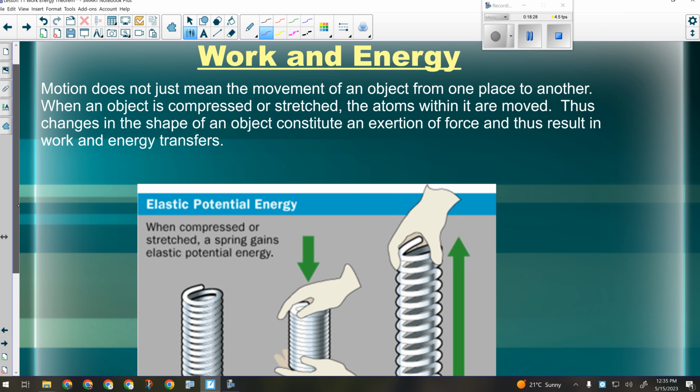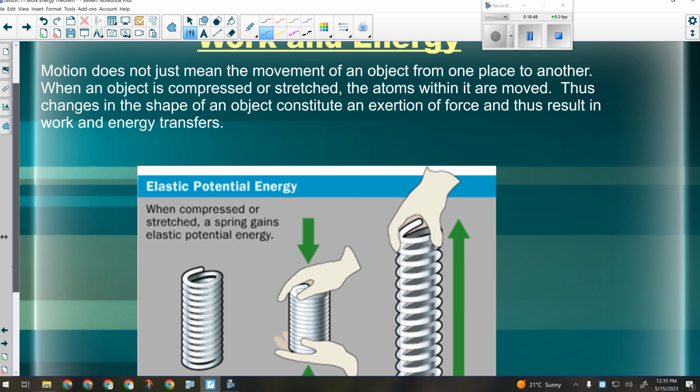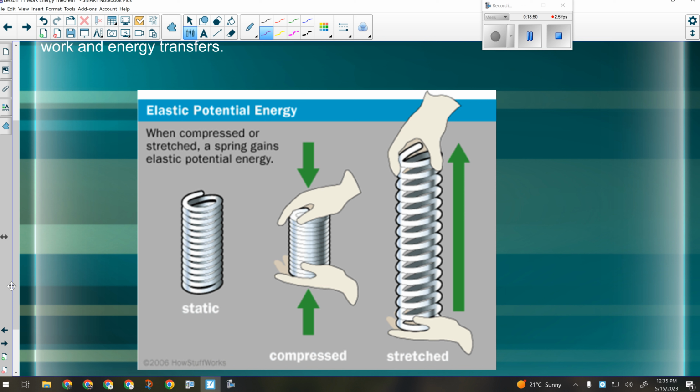All right, now, motion doesn't just mean the movement of an object, like we just said with the truck example. The truck doesn't have to move. Its shape changed, that counts. So an object can be compressed, it can be stretched, as long as the atoms are moved around. We still count that as work being done or a change in mechanical energy. So if I have a static spring where I'm not compressing or stretching it, it would have no energy. But as soon as I try to stretch it, or compress it, it's going to want to go back to its original shape.